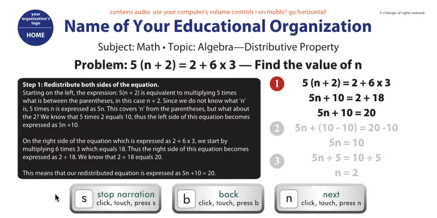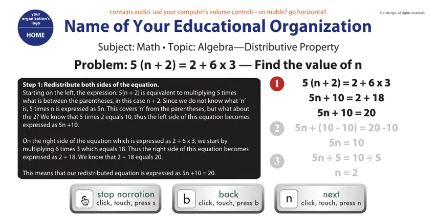On the right side of the equation, which is expressed as 2 + 6 × 3, we start by multiplying 6 times 3, which equals 18. Thus, the right side of this equation becomes expressed as 2 + 18. We know that 2 + 18 equals 20. This means that our redistributed equation is expressed as 5n + 10 = 20.